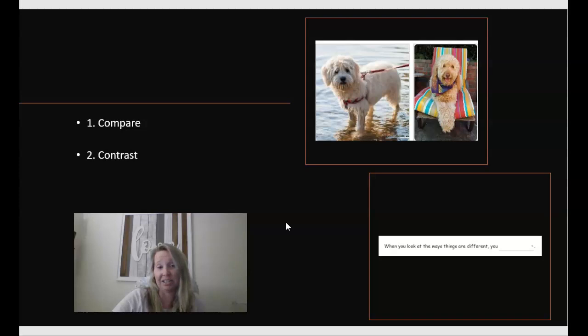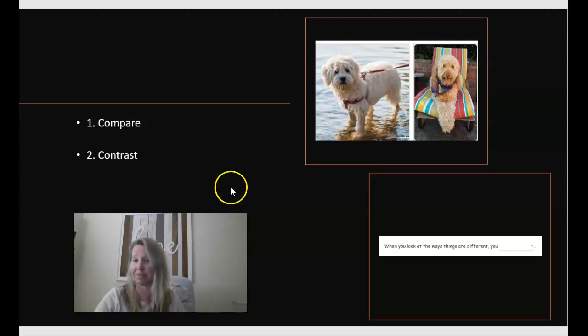test. So let's take a look at two of our vocabulary words, comparing and contrasting. These were two words that were talked about in this unit. So when we compare something, we're looking at how something is alike. And when we're contrasting something, we're looking at how something is different.